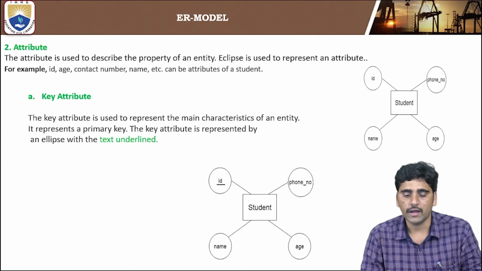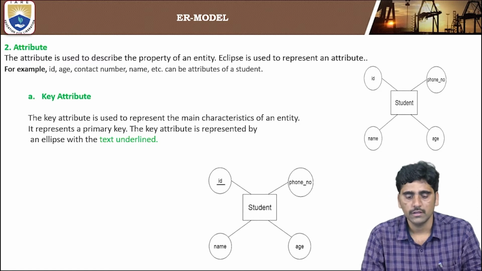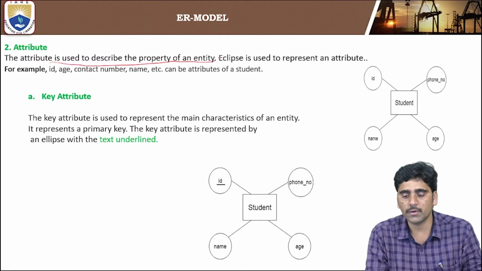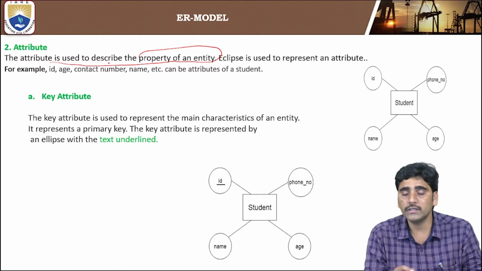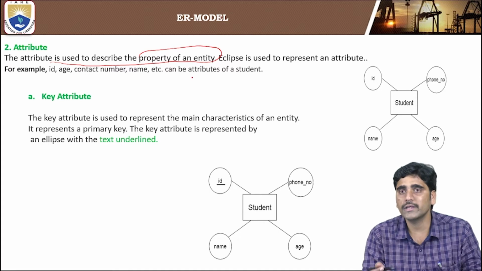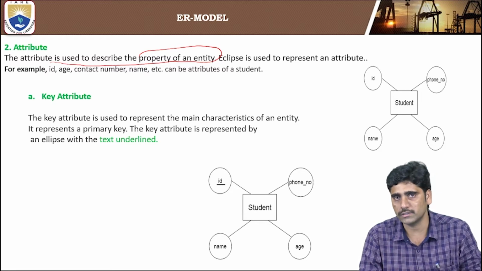And next one, attributes. What is meant by an attribute, and what are the different types of attributes we have seen? The attribute is used to describe the property of an entity. We already said that an entity is a real world object, and that shows the property or behavior. Student can have a name, an age, an ID. ID, name, age are properties, and that property is nothing but an attribute here.